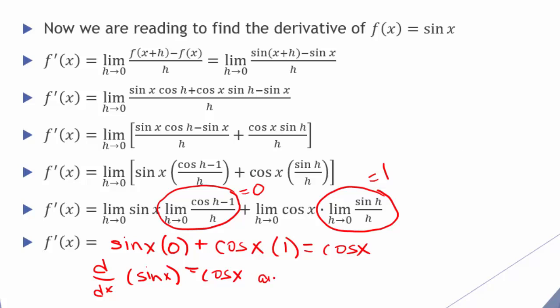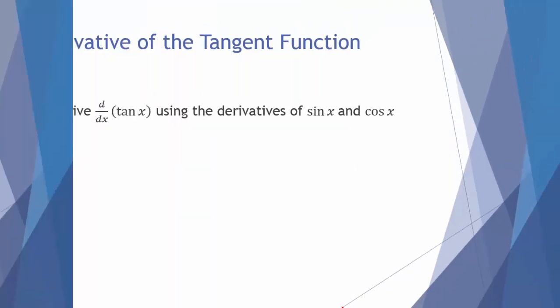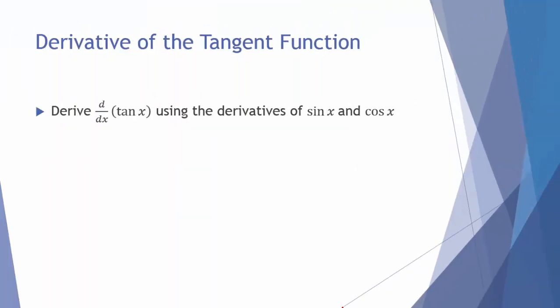We can go through a similar process to show that the derivative with respect to x of cosine x is in fact negative sine x, but I think I'll leave that for a homework exercise. We'll just take it for granted for the moment. What we now want to do is find the derivative of tangent x using the derivatives of sine x and cosine x. What you have to keep in mind is that tan x is sine x divided by cosine x. So what we're actually looking to find is d/dx of sine x over cosine x.